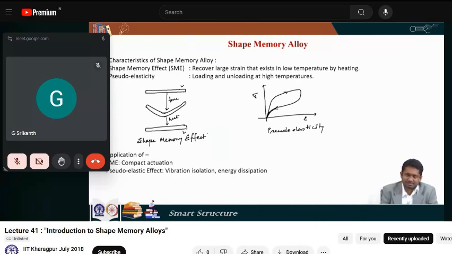Now this shape memory effect makes these materials a good candidate for use as actuators, because we can keep the material in this kind of deformed configuration in the structure, and by giving heat input it will try to regain its original shape, and that will generate actuation force. And here, because we can see energy dissipation, these are ideal materials for use as dampers. So vibration isolation and energy dissipation are all different applications of pseudo elasticity, and actuation is the application of the shape memory effect.